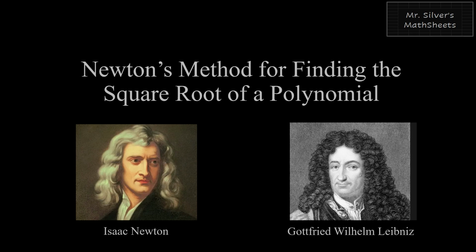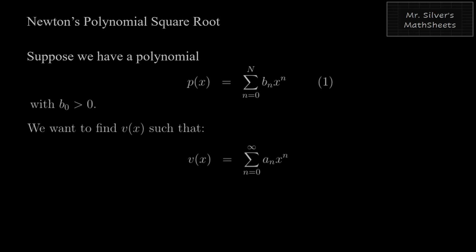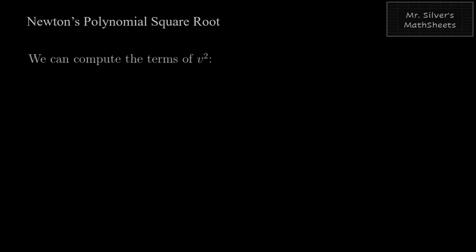Newton's method for finding the square root of a polynomial, used by both Isaac Newton and Gottfried Wilhelm Leibniz. So suppose we have a polynomial of degree capital N, and we want to find the square root of that polynomial. So we're going to find v with the property that v squared is equal to p. And if v is a solution, minus v is also a solution. So we're going to make a0 greater than 0.